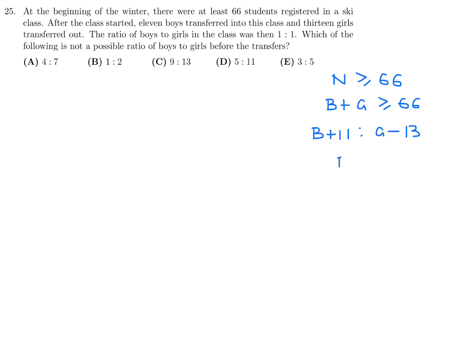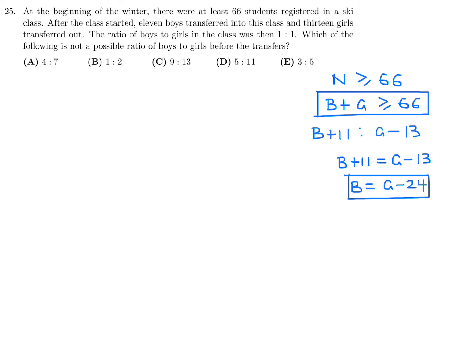So that basically means that B plus 11 is equal to G minus 13. And if you put everything on one side, you get B is equal to G minus 24. So this is a very important formula. But we also know that B plus G has got to be greater than or equal to 66.